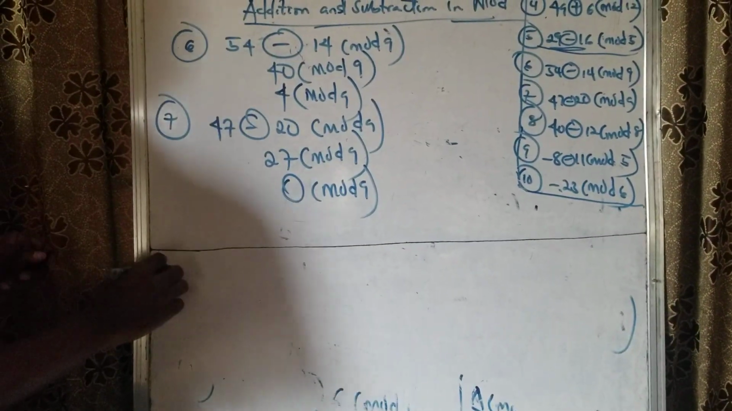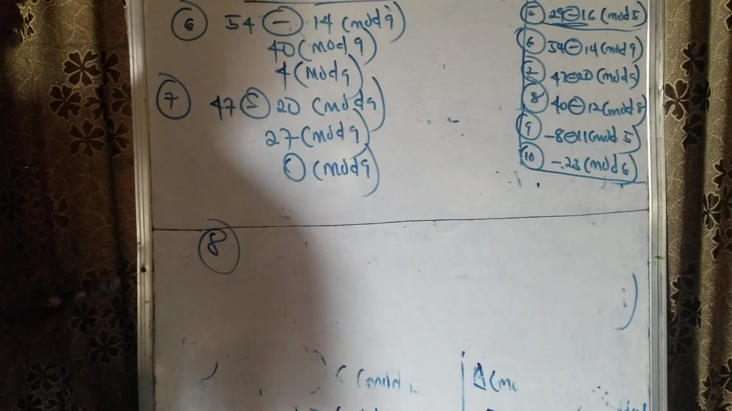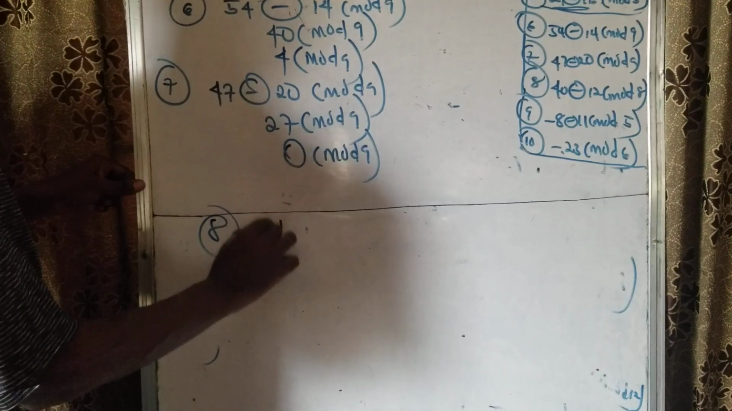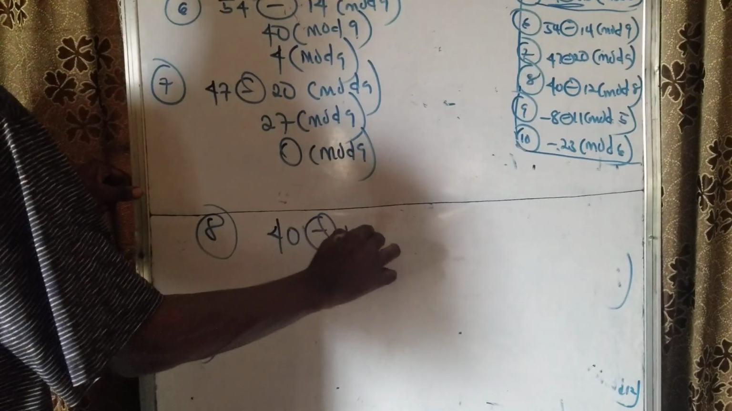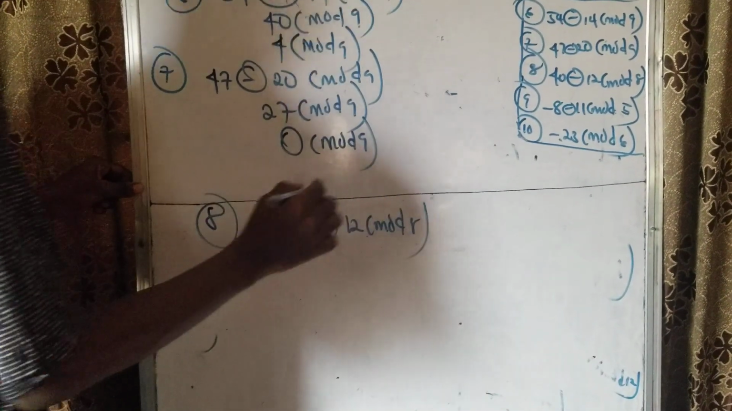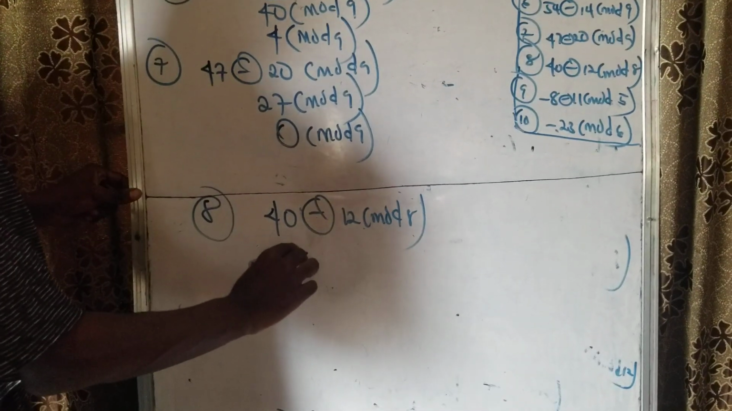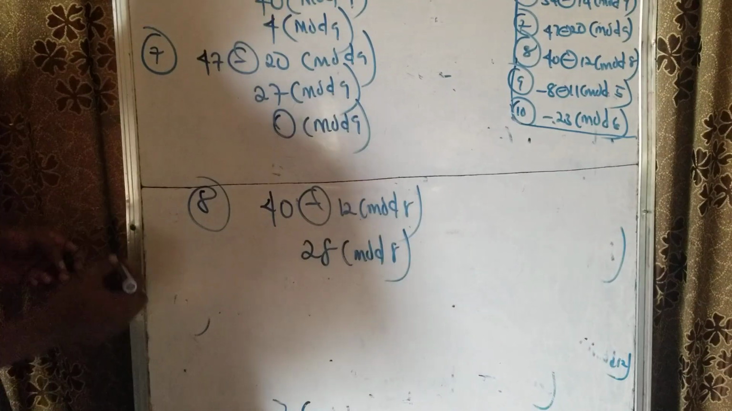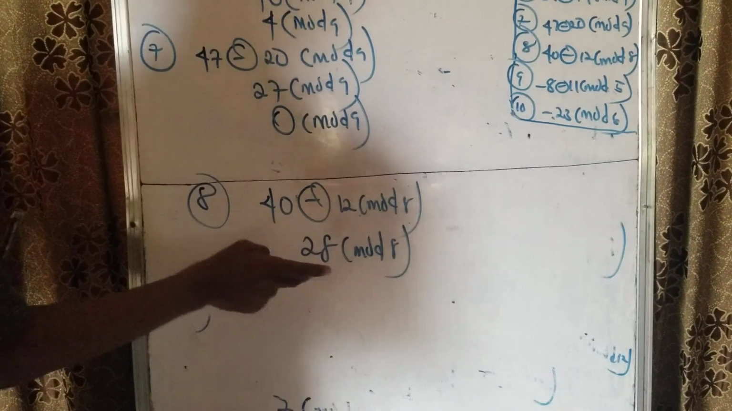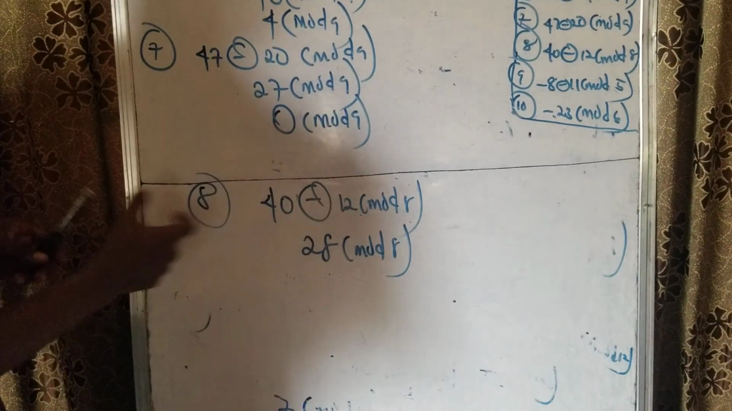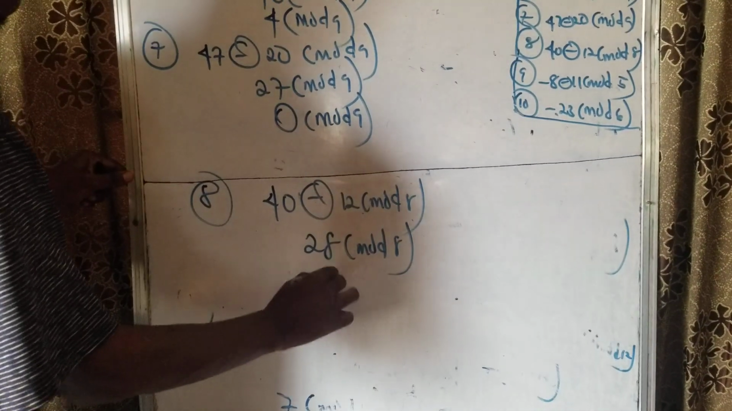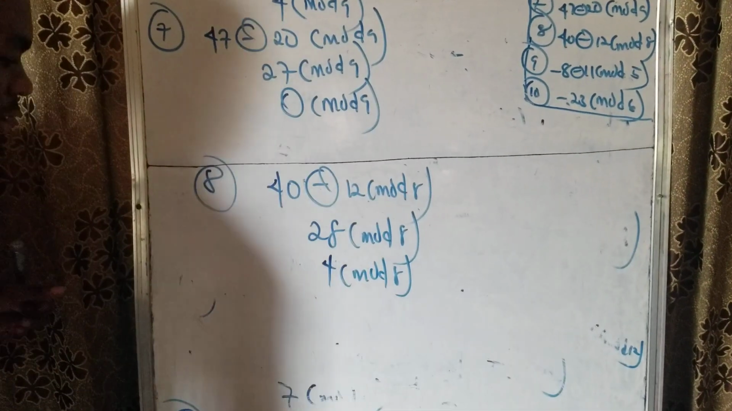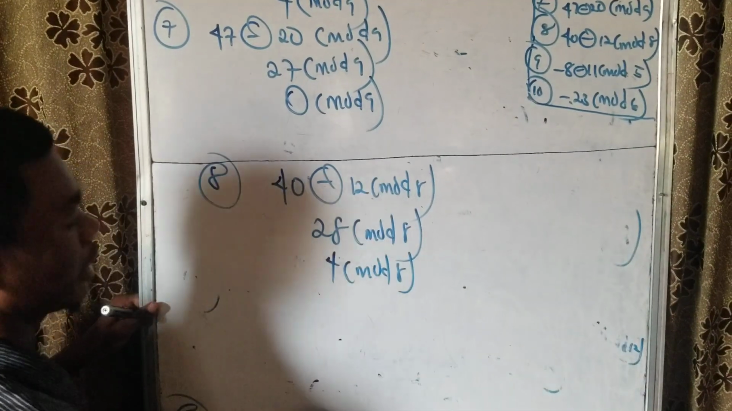So question 8. What's our question 8? Question 8 says 40 minus 12 mod 8. So 40 minus 12, what am I going to have here? I'll be having 28 mod 8. Then how many times will 8 go here? 8 will go in 28 3 times, remainder 4. So that's 4 mod 8. Now let's move to question 9.